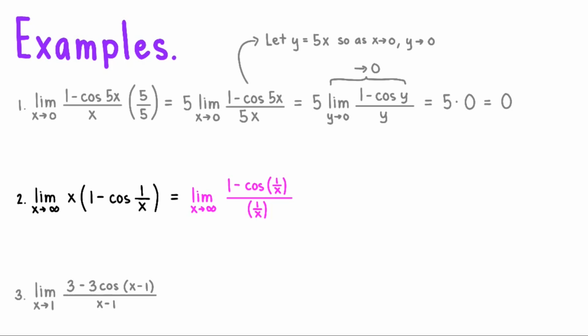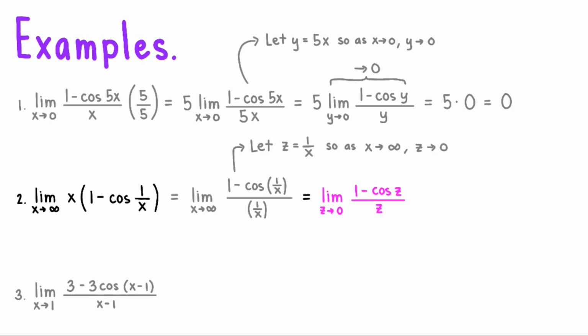Indeed, if we let, say, z be equal to 1 over x, then observe that as x goes to infinity, what happens to z? Well, z equals 1 over x will approach, as x approaches infinity, 1 over infinity. And we know that a constant over infinity approaches 0. So z approaches 0. This means that we can express this limit out here as the limit as z approaches 0 of 1 minus cosine z all over z.